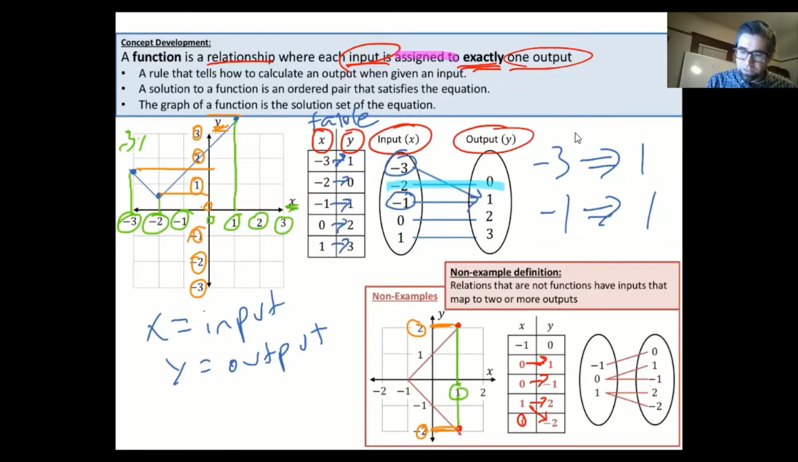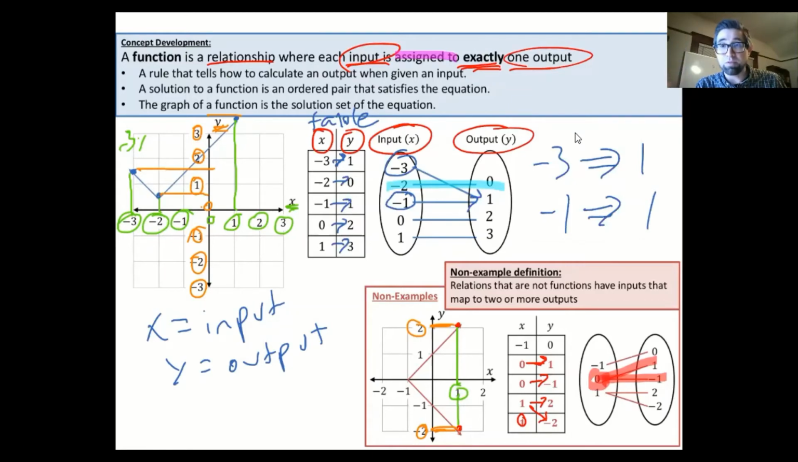And then finally, let's look at the non-example, the diagram down here. In this diagram, I can see right away, let me highlight this for you, that 0 as my input is assigned to both 1 and -1. That would be like Mr. Lewis assigning me to teach both history and science at the same exact time. I can't do it. I can't be assigned to 2 different places at once. So therefore, that is not a function either.